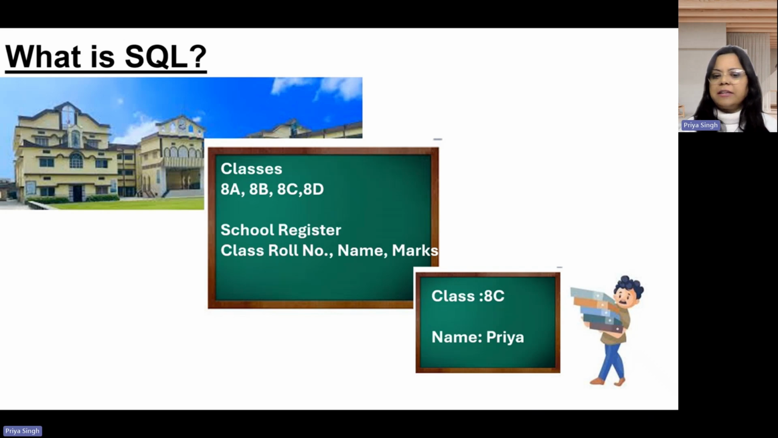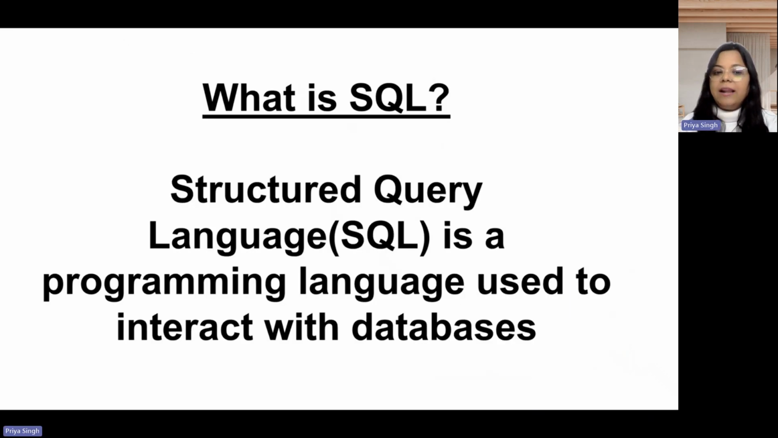He might have used English, Hindi, any language to communicate this. Okay, I need the data, I need the register from section 8C. So he needed one language to communicate to the peon. Similarly, we need a language that is none other than SQL to access the data. So simply put, SQL is a language used to interact with databases.